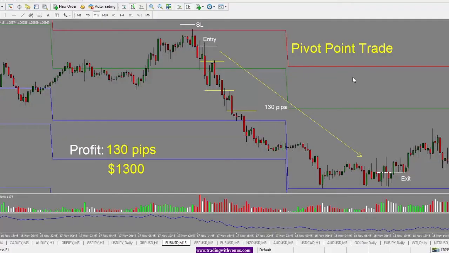This is an example of how to trade pivot points. Here we are looking at a Euro US dollar 15-minute chart. And these lines that you see here are pivot point lines. We have the green line here, which is the daily pivot, and the red line here is our R1, and below the pivot here we have S1 and S2.